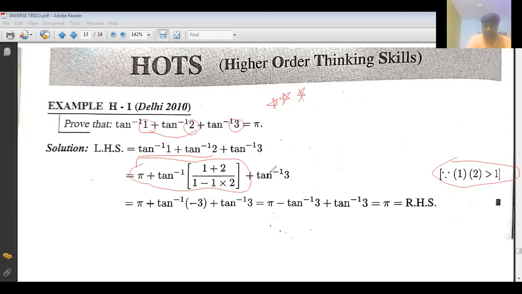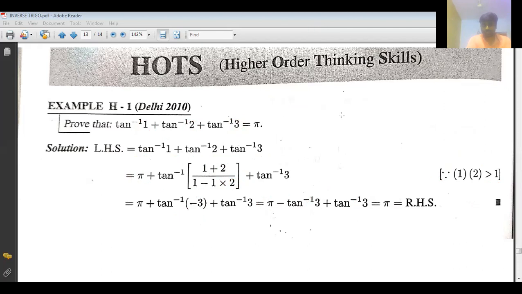Then the formula is pi plus tan inverse of (x plus y) by (1 minus xy). Substitute there. We'll get tan inverse of minus 3 minus tan inverse of 3, and plus tan inverse of 3. Both can be cancelled. Tan inverse of minus x minus tan inverse x we have discussed. So pi will be the answer which is left. Clear? This is very, very important. Hope you have understood.